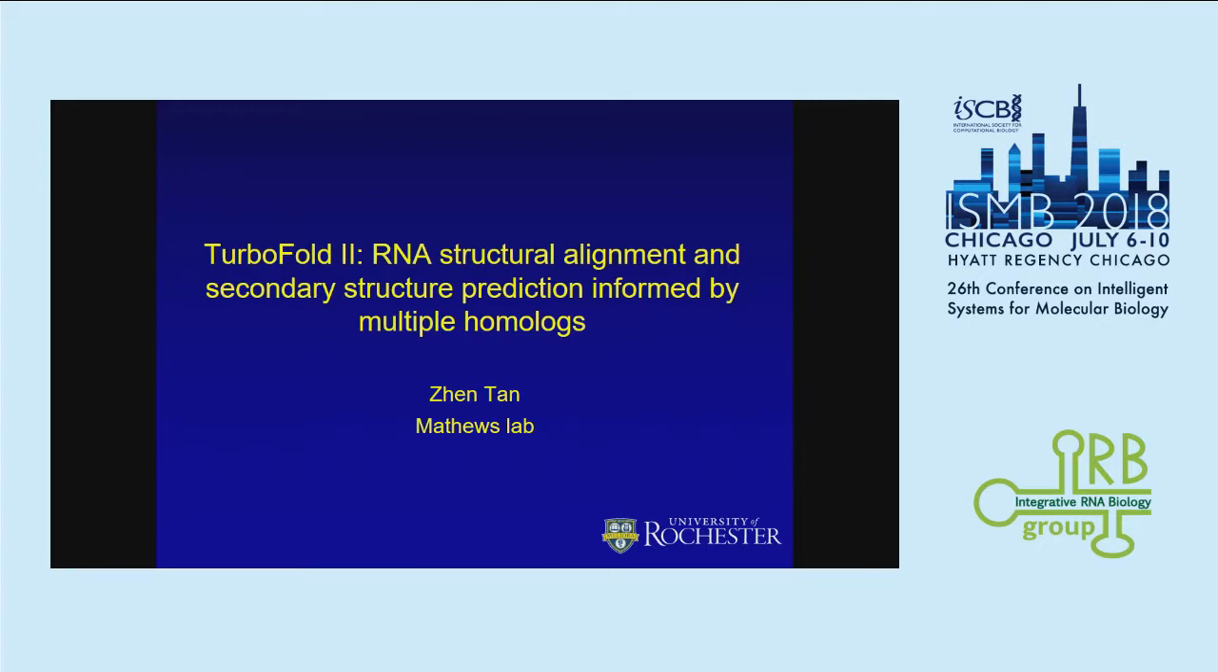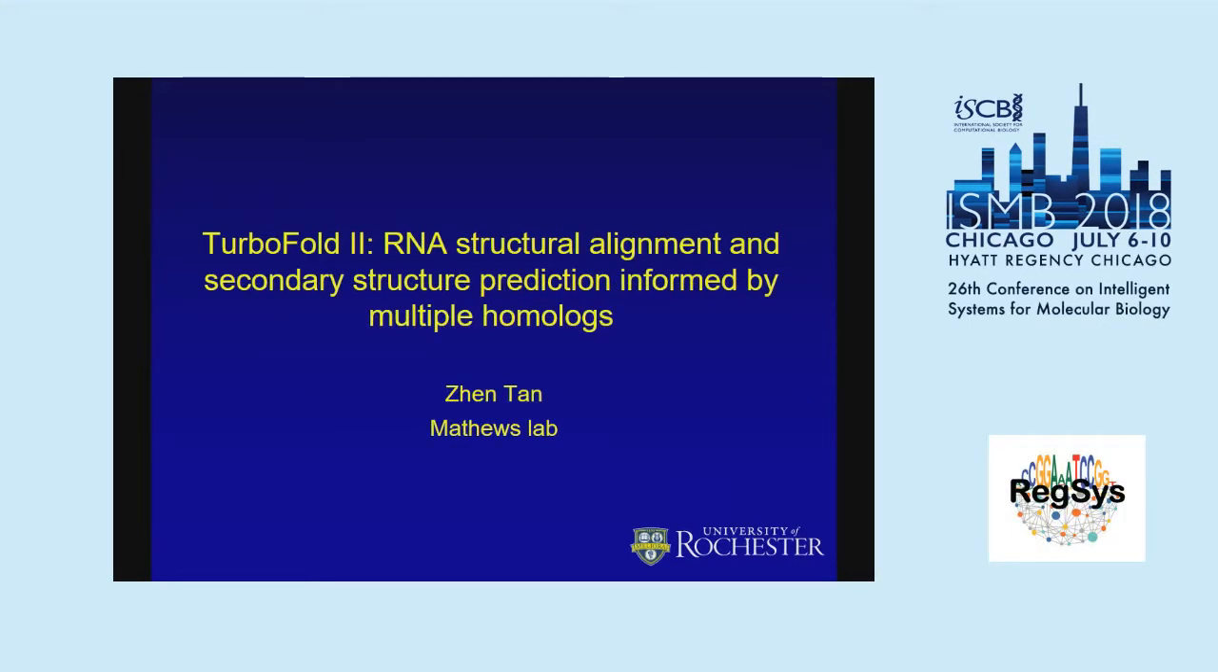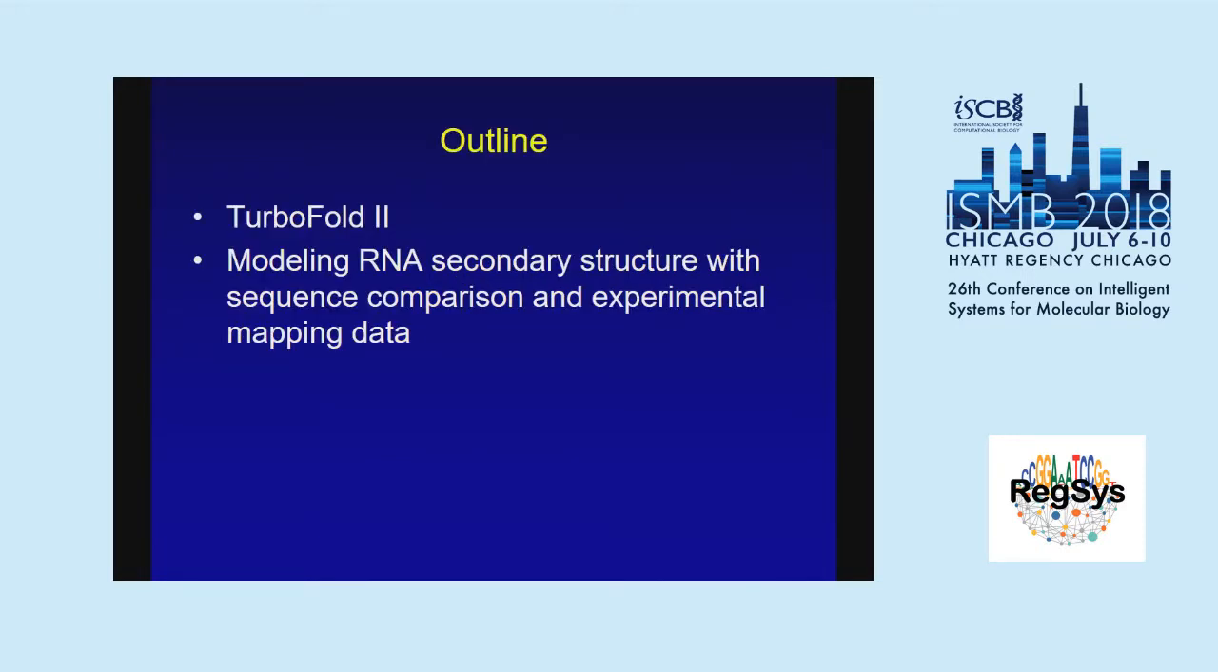Hello everyone. I'm Zhen Tan, a student at Matthew's lab at University of Rochester. Today I'll talk about the program TurboFold 2. It does RNA structural alignment and secondary structure prediction using homologs. I'll begin with some highlighting features in the algorithm and benchmarking results of TurboFold 2. Then I'll briefly talk about another project using TurboFold as a platform and giving RNA secondary structure using SHAPE experimental mapping data.